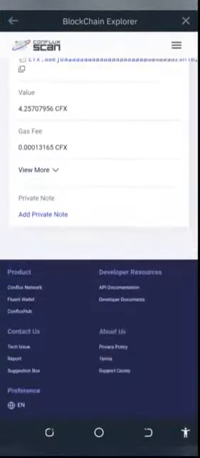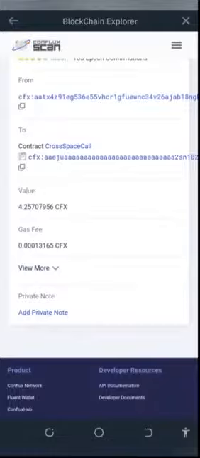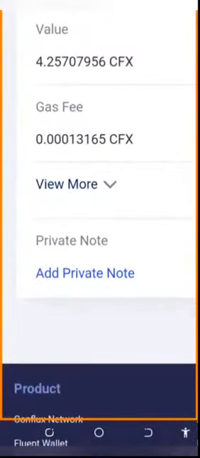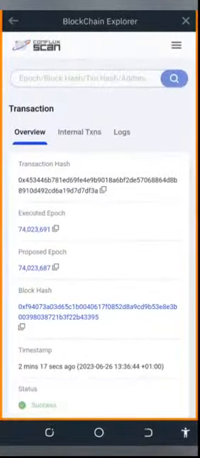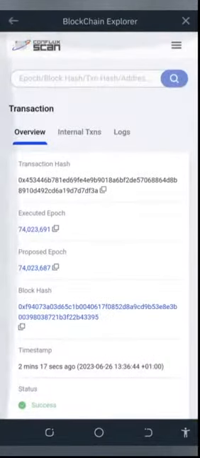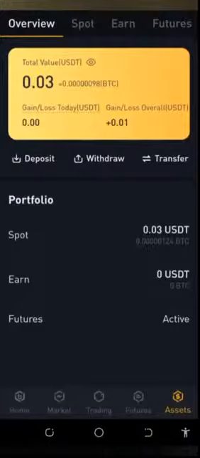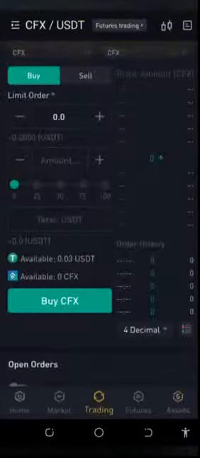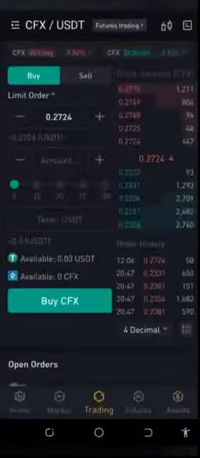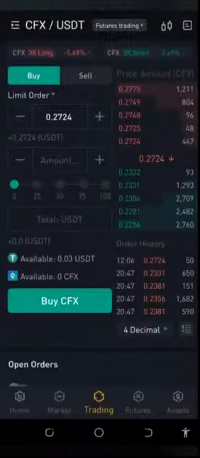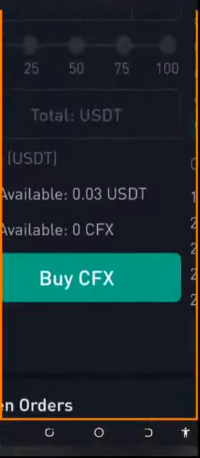So we can see that it's 4.257 CFX, because don't forget it has to take its own trading fee. Everything is here. Okay, so it's telling me that it's success. We just have to wait a bit to see when it will land in Buy True. Right now, it's not yet here. Still 3 cents.